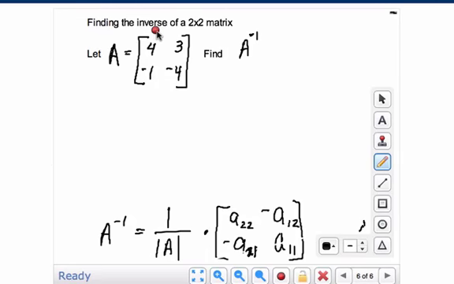Okay, so when you're asked to find the inverse of a 2 by 2 matrix, they give you this 2 by 2 matrix and they ask you to find the inverse. So this is what the A raised to, it looks like A raised to the negative 1 power, but that's not. It means the inverse of A. Okay? So that's the inverse of A.